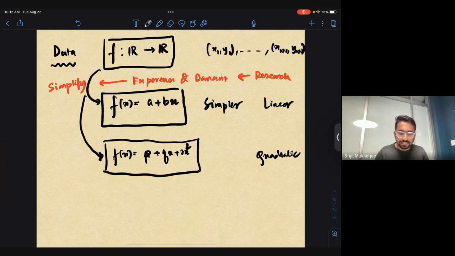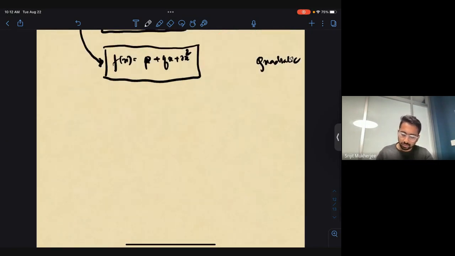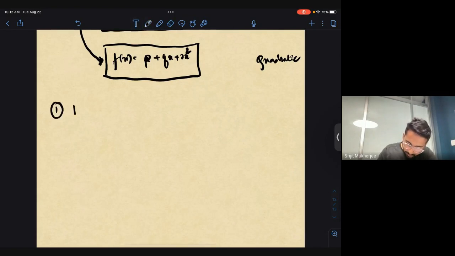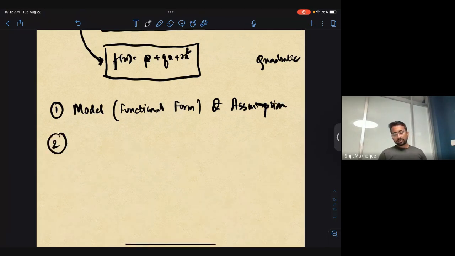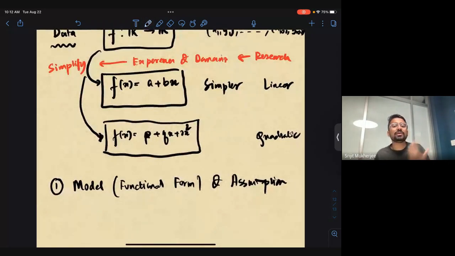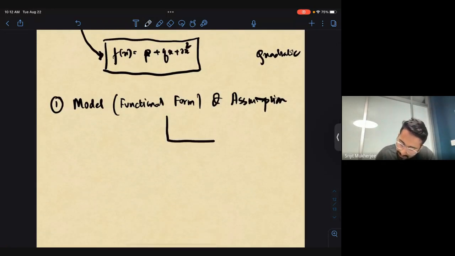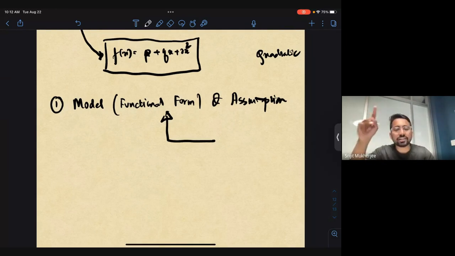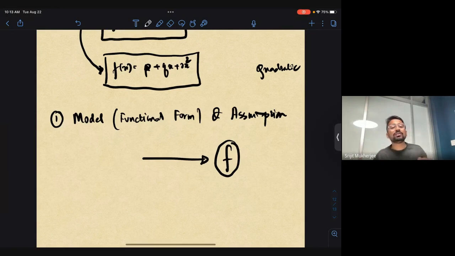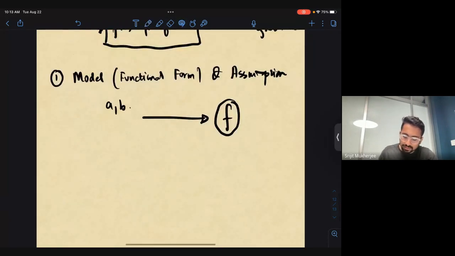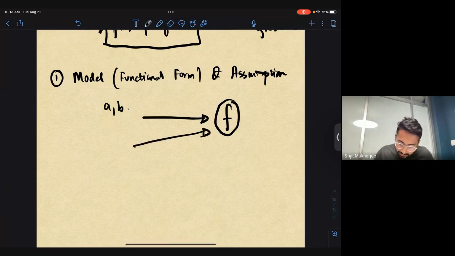The first step is simplification to a modeling assumption. So the first step is model assumption, the functional form of the model. An assumption, I will talk about it more. The second is, we don't know the function, so there should be some unknowns in the function. We assume the functional form, and there are some unknown things out there. In this case they were a, b; in this case, p, q, r, those are unknowns. Because the model itself is unknown, we simplify the functional form.